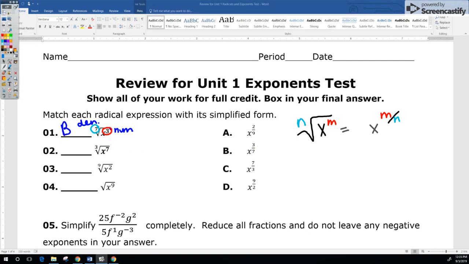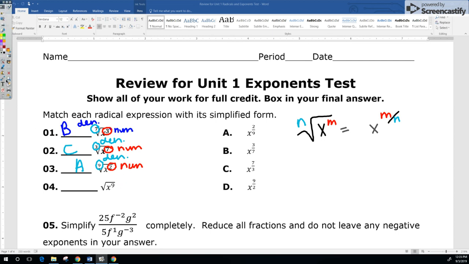Here we're doing the opposite. We're looking for a 7 in the numerator and a 3 in the denominator. So that would be C. In number 3, we have a 2 in the numerator and we have a 9 in the denominator. So 2 in the numerator, 9 in the denominator, that's going to be A.